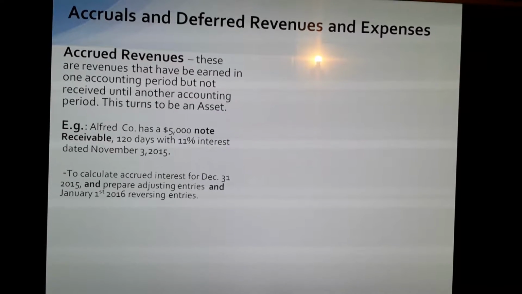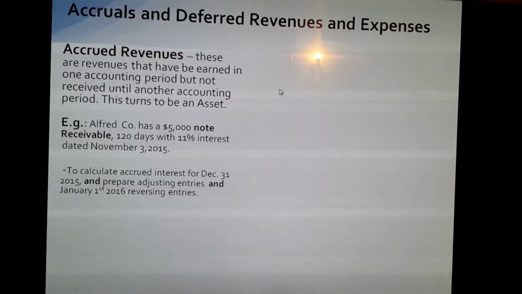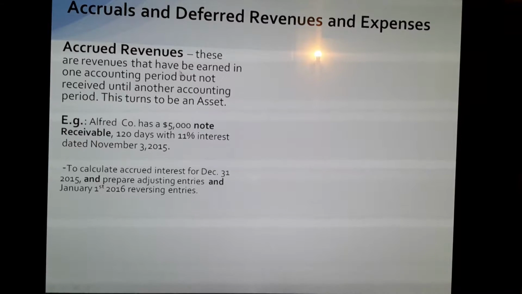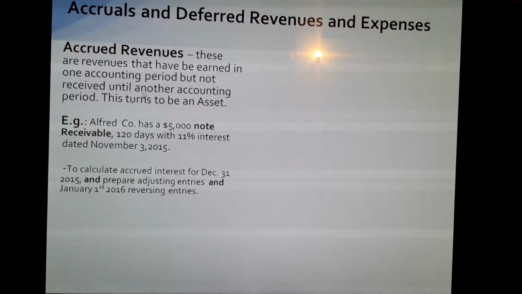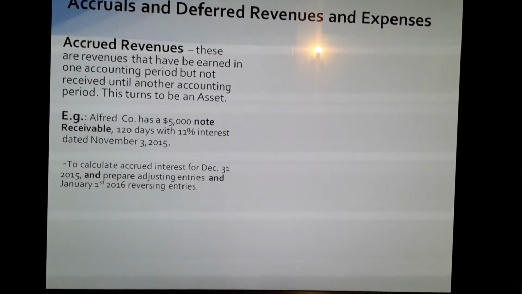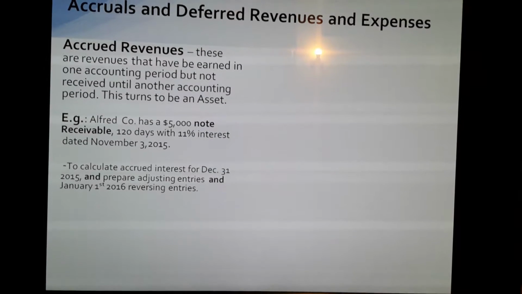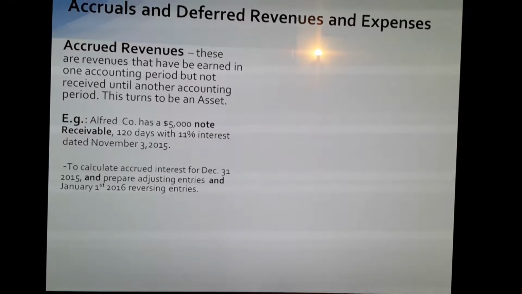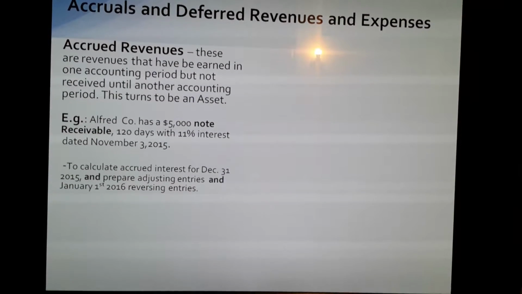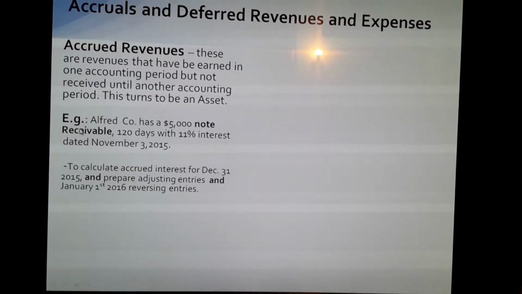Okay, accrued revenues. These are revenues that have been earned in one accounting period but not received until another accounting period. This turns out to be an asset. You already earned something, but you will not receive it until the following period. Okay, let's bring this example.